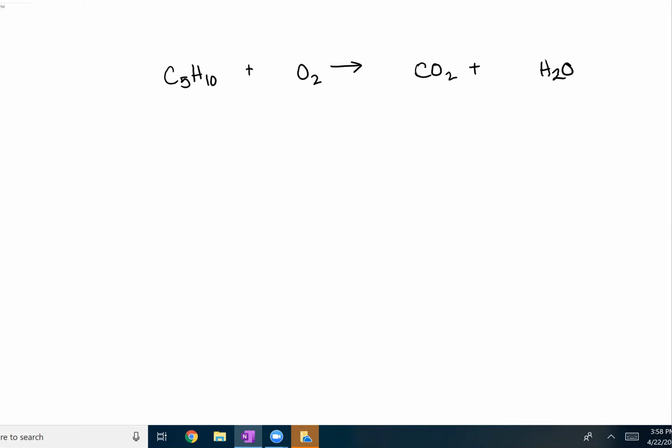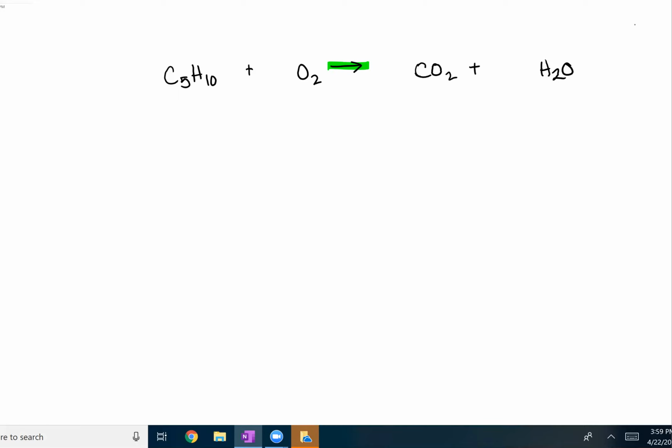Hopefully you've had an opportunity to attempt balancing this equation on your own. In this video, I'm going to walk through its solution. So we have pentane, or C5H10, undergoing a combustion reaction with oxygen to produce the products carbon dioxide and water. And our goal here is to make sure that we have the same number of each element on both sides of our arrow right here.